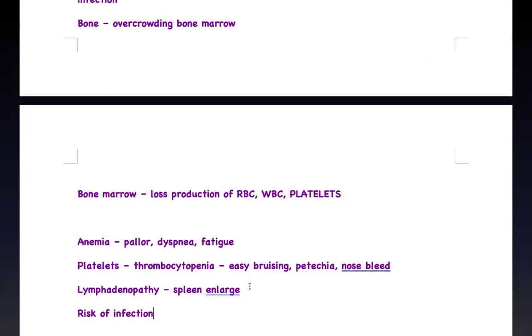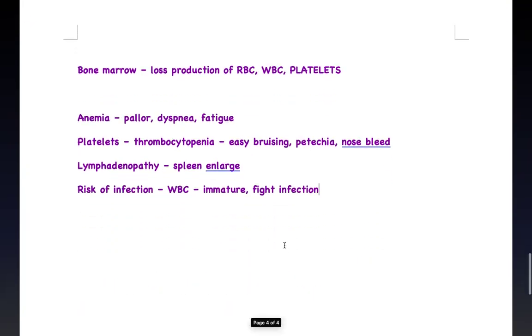Why? Because the leukemia cells, even though they're making white cells, they are immature. And so they don't fight infection well like any other cell. So you make a lot of white cells, but they don't fight infection.